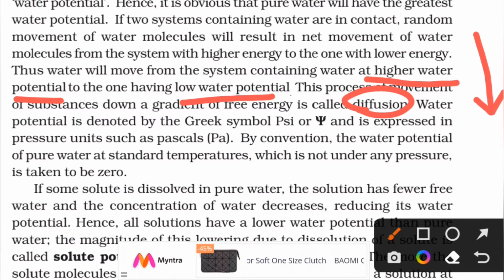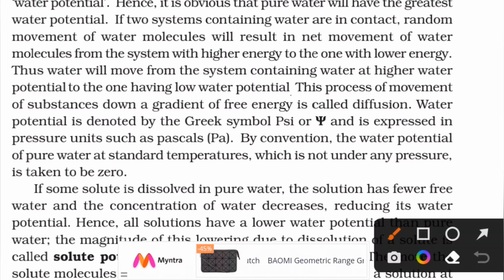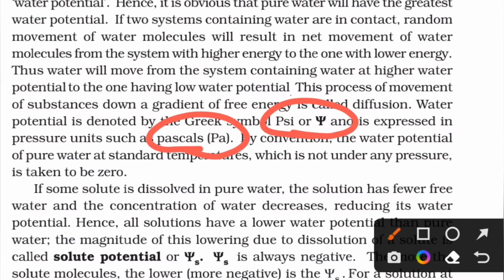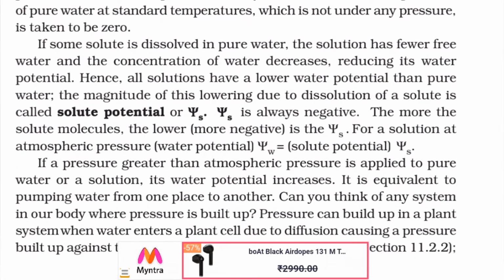This we have studied in the previous class also, which we call a downhill reaction. Diffusion is a downhill reaction where the water moves from a higher concentrated area to a lower concentrated area. Now this water potential is represented by a Greek symbol, as I told, psi, and is expressed in units called pascals. Now, as I told, water potential has two components: solute potential and pressure potential.